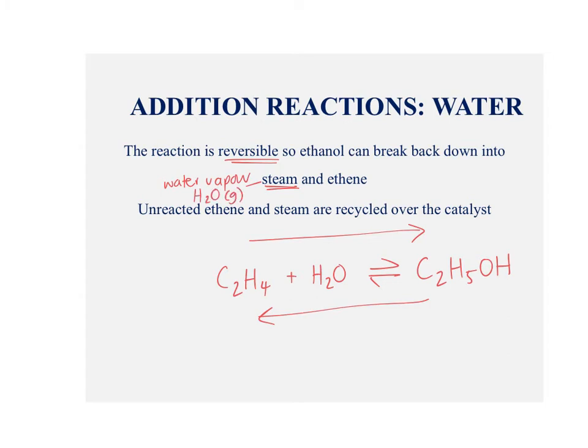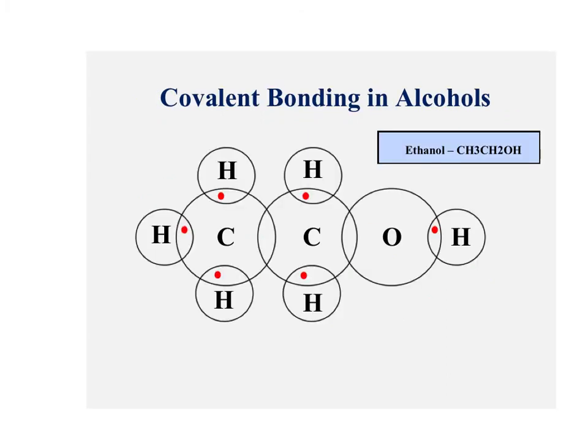That steam with the unreacted ethene, or the ethene produced by the backwards reaction, so I'll just label it on there for you, backwards, can be recycled, so it can get passed over that phosphoric acid catalyst and the high temperatures and pressures again. Okay, and we can try and keep producing as much ethanol as possible.